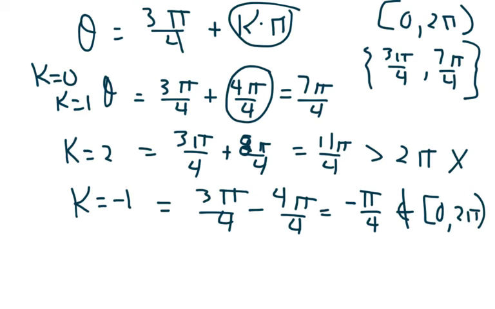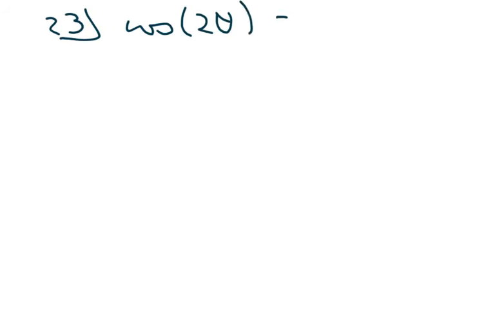Okay, and the last one we're going to do is your number 23. And what is 23? Let me go to 23. We have same kind of issue here. So let's go to this one. 23. We have cosine of 2 theta equals cosine of theta. Now, again, there's not much we can do with this, but we can rewrite this.